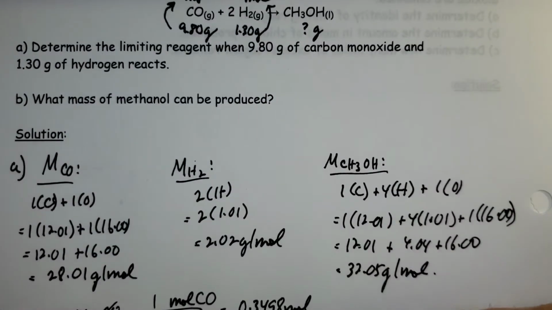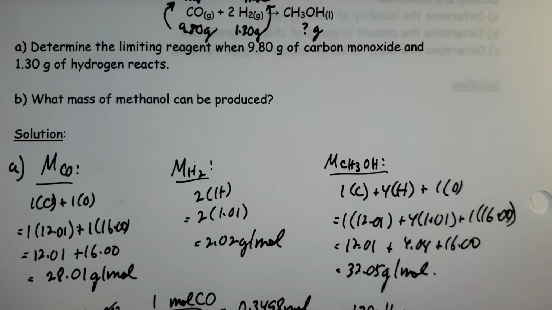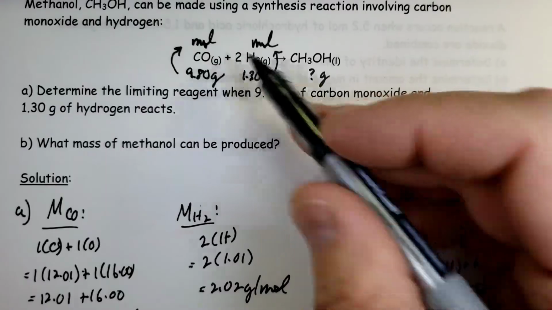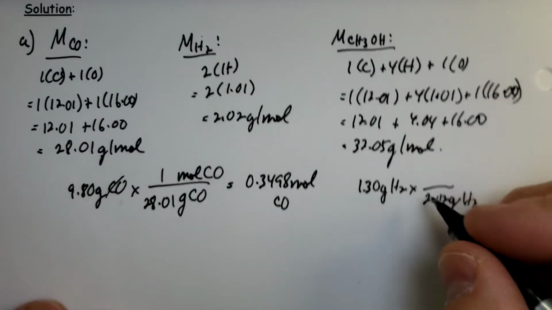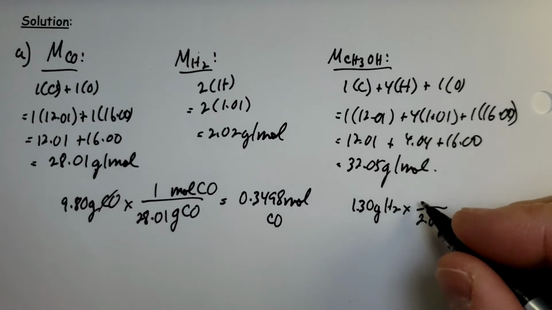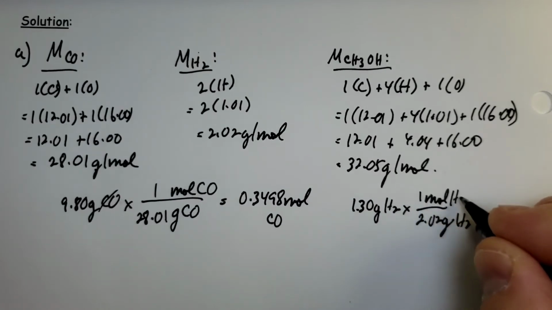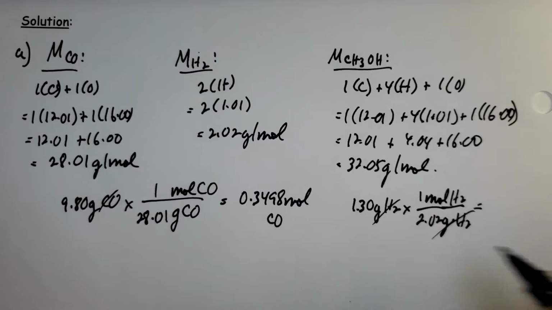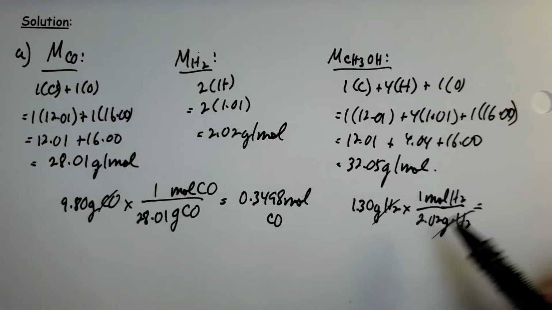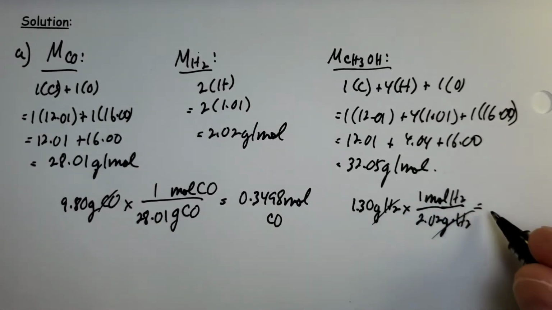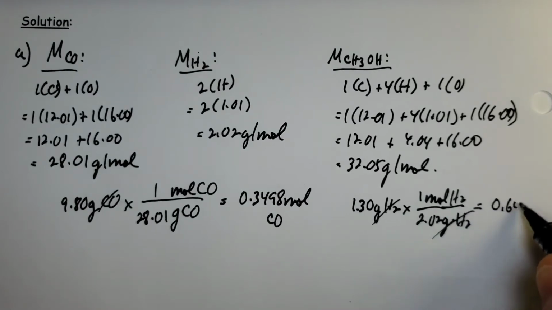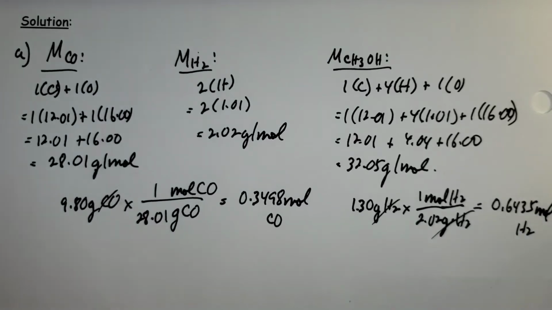Do the same thing over here. 1.3 grams of H2, and again, the molar mass is 2.02. Now be careful here. I see some people make the mistake of seeing this 2 here and wanting to put a 2 on top. Well, no, it's molar mass, grams per 1 mole of H2. You always know you're doing it right if you can cancel off the units, and of course molar mass is always per 1 mole. So 0.6435 moles of H2. There we go, we have the moles.